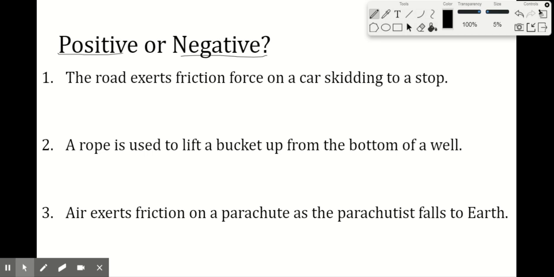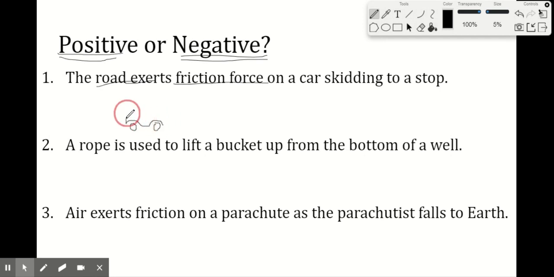Okay, so now that we've done some practice with work and direction, we're going to see if we can figure out if work is positive or negative in each of these examples. For our first example, we have a car driving along and the road is exerting a friction force on the car as it comes skidding to a stop. So we'll draw ourselves a little picture here just to make sure we know what's going on.